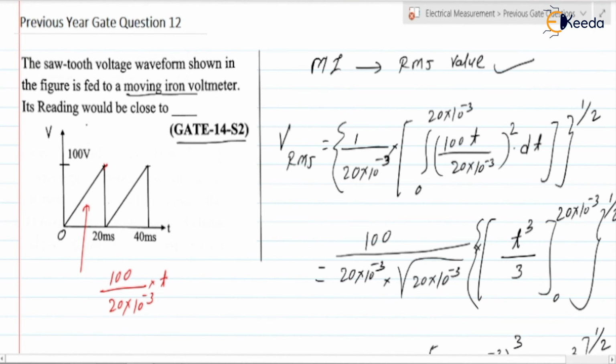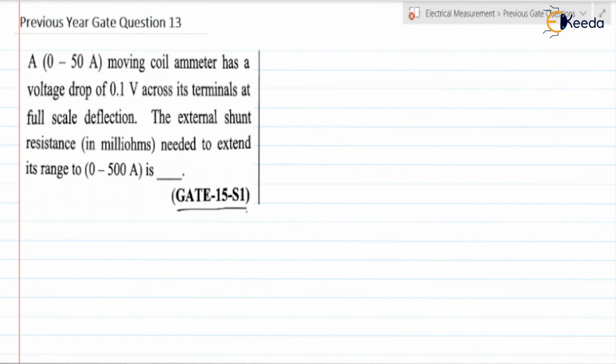Okay, so this is about the previous year GATE question number 12. This question is from GATE 2014 examination. Previous year GATE question number 13. Let us read the question. A 0 to 50 ampere moving coil ammeter has a voltage drop of 0.1 volt across its terminals at full scale deflection. The external shunt resistance in milliohms needed to extend its range to 0 to 500 ampere is.